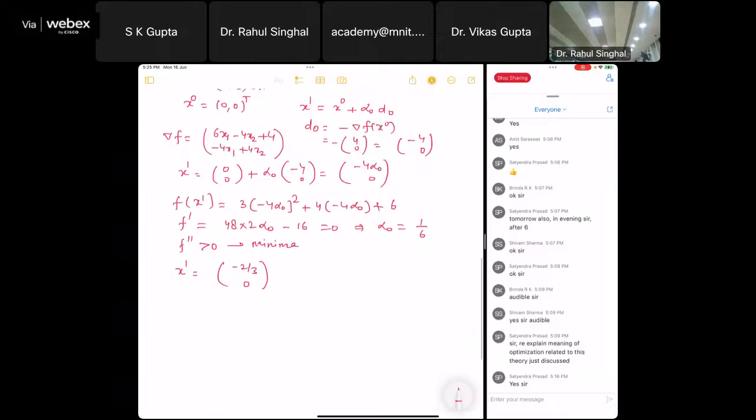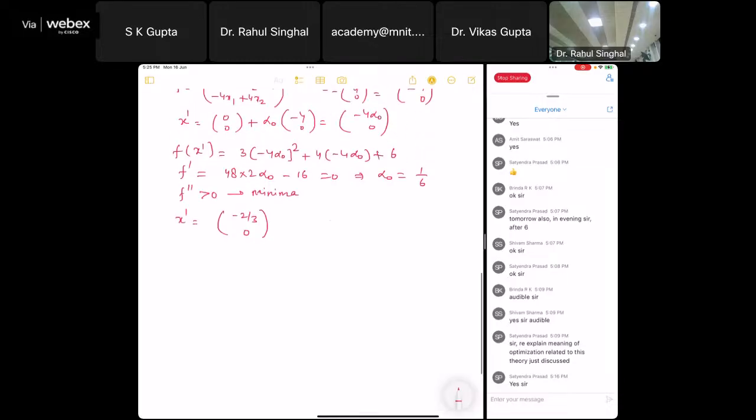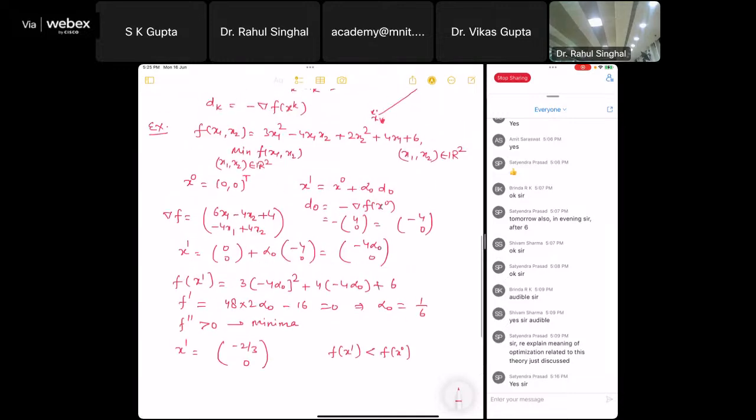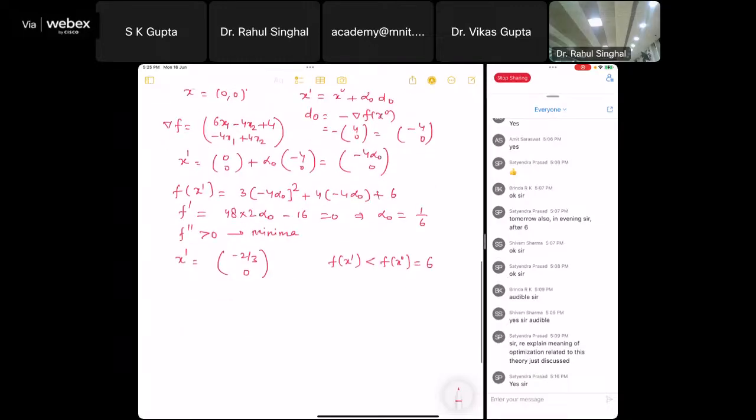If you find f, what is your f of x1? You can visualize, you can see f of x1 comes less than f of x0, which in this case is 6. So this is the approximation of the optimal solution in the first iteration.